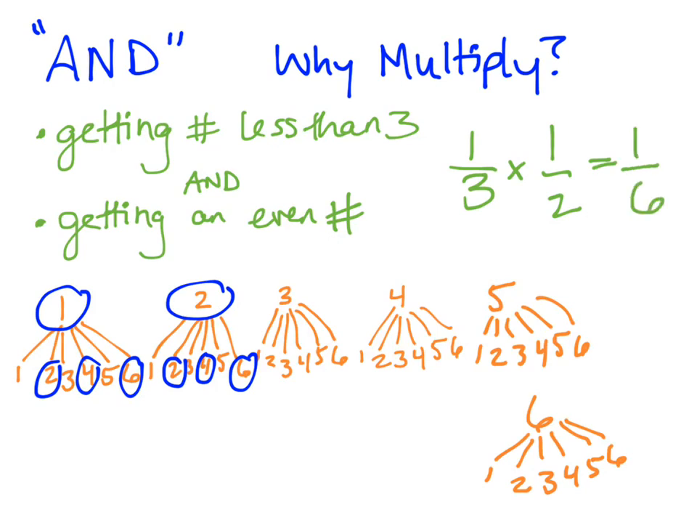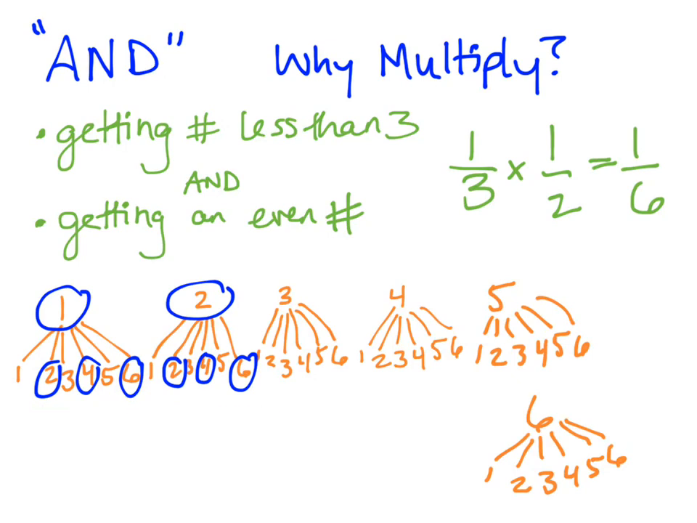Now, if you look at what we've circled here in blue, you should see that out of all of the different possible outcomes represented by all of these numbers at the ends of the branches here, we have circled exactly 1/6 of them. Or you could even think of this as percentages or proportions. So I took a third of the numbers by circling 1 and 2, and then I took half of those numbers by circling just the evens.